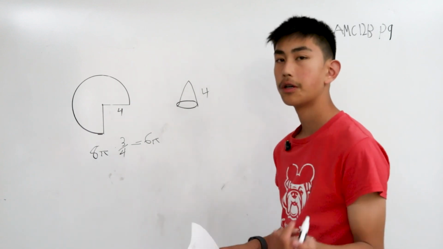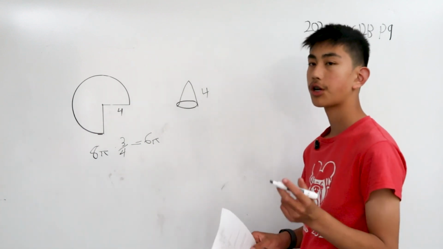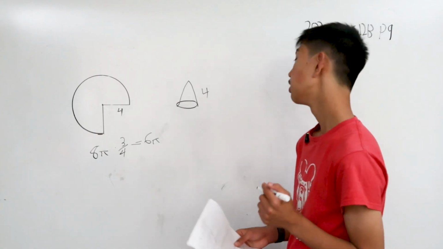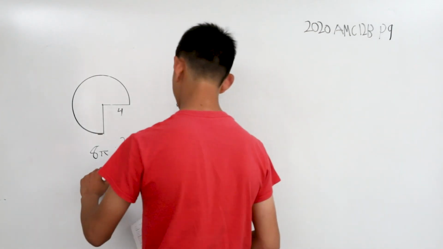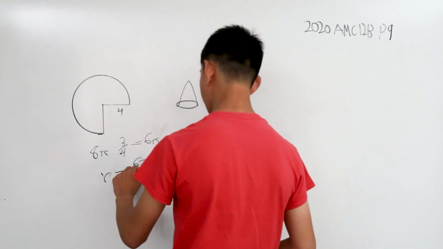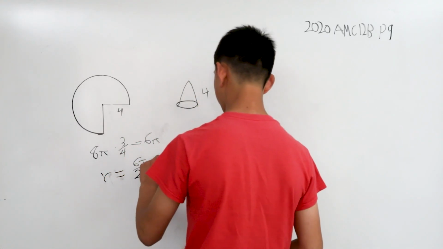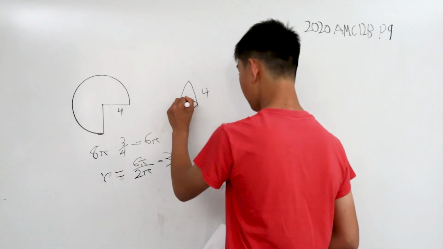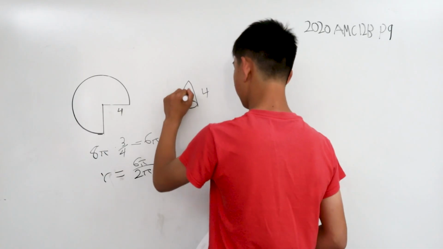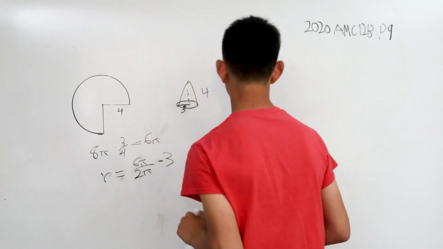Now, since we know that circumference is 2 pi r, our radius is going to be equal to 6 pi divided by 2 pi, or 3. So we now know that the radius is 3. All we want to do is find the height.